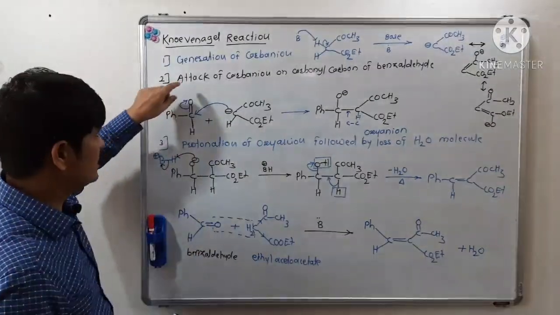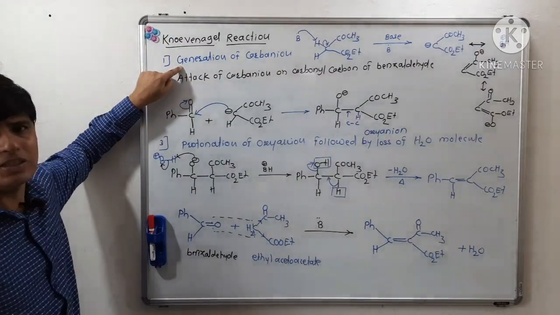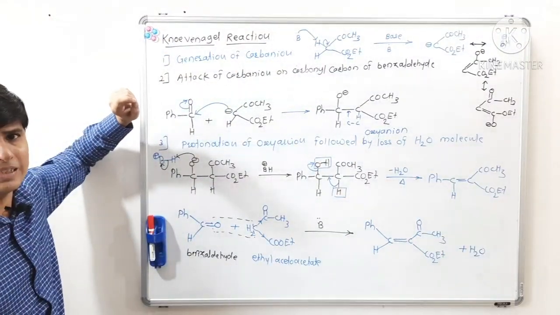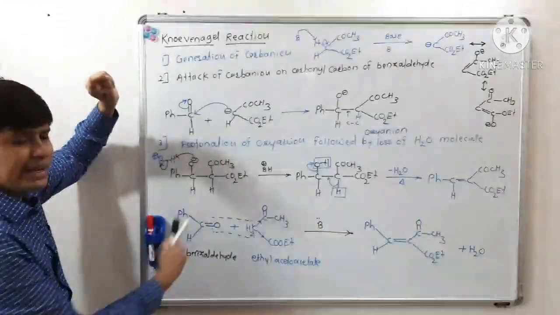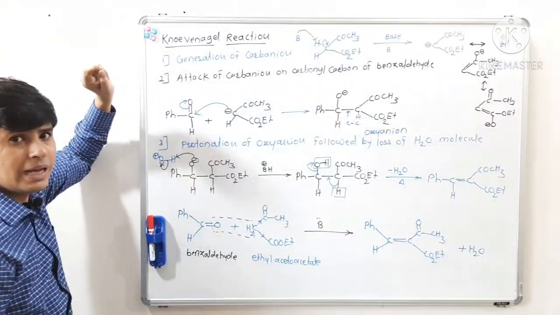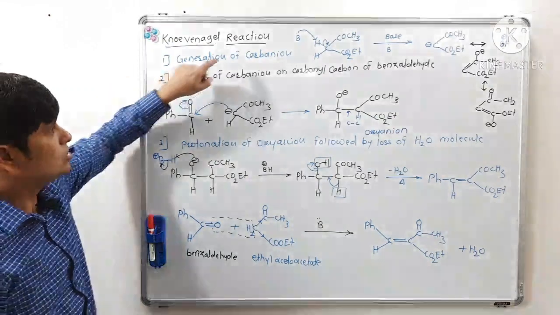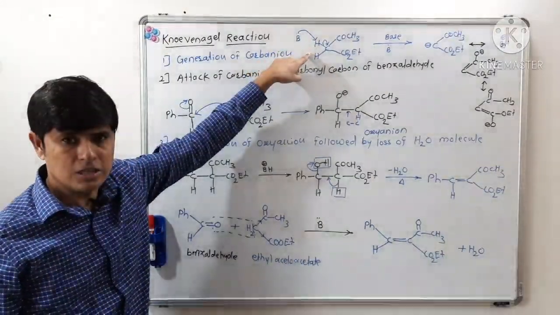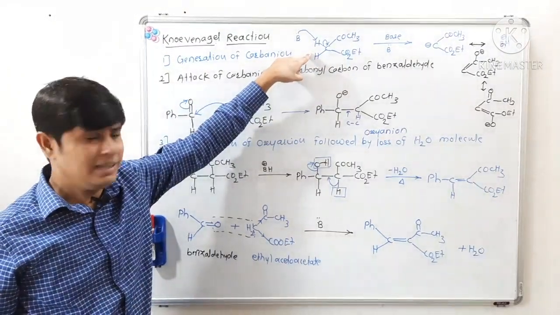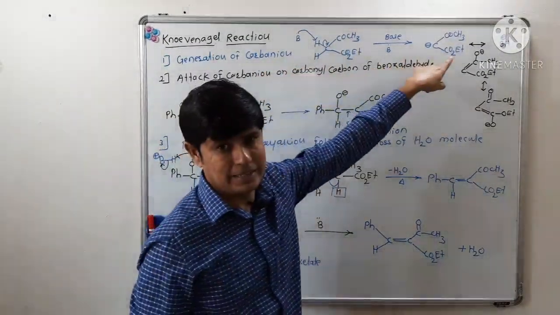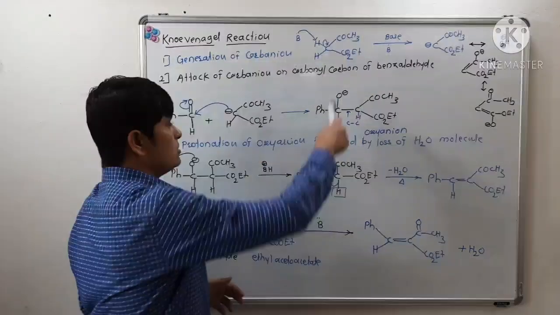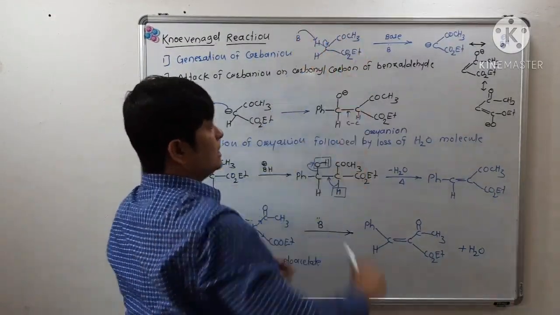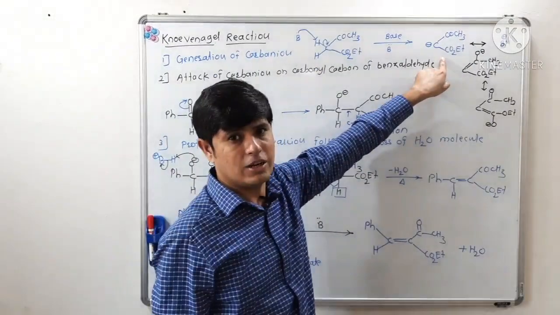Now let us see the mechanism. First step is what? Generation of carbanion. Which compound will give carbanion? Obviously the active methylene compound, isn't it? We have shown the protons which will get abstracted to form the carbanion. So this is an active methylene compound, and on reaction with base, there will be a formation of such a carbanion.